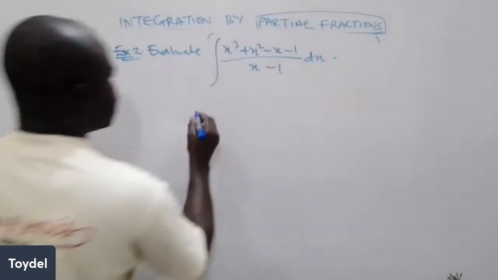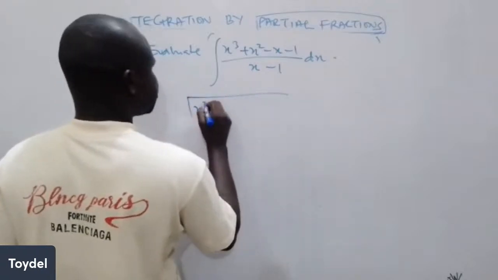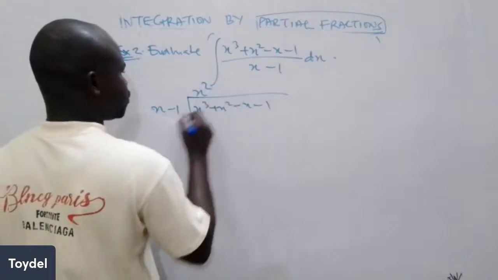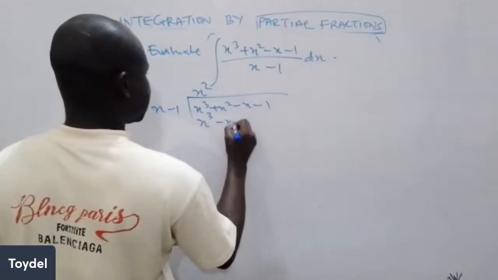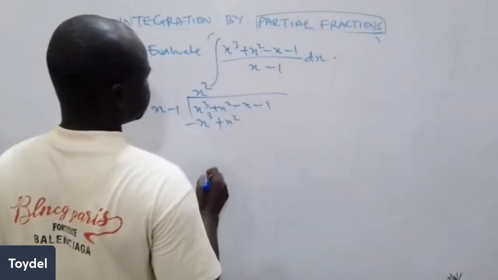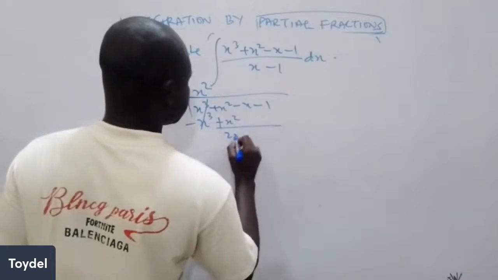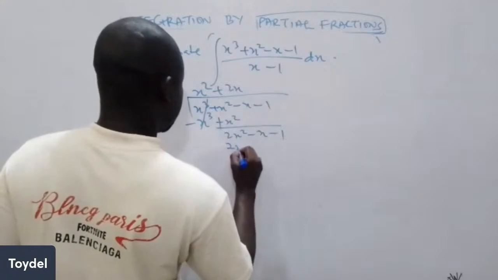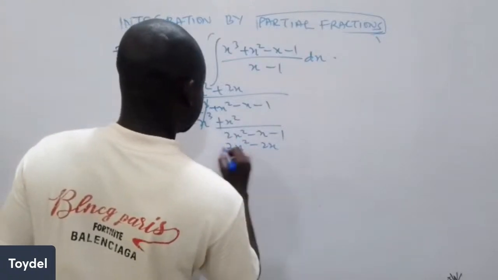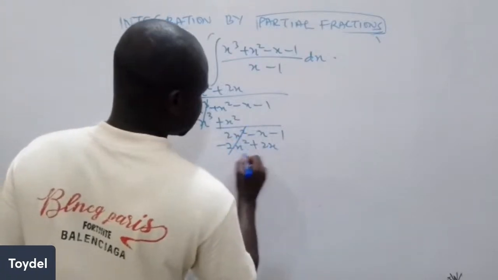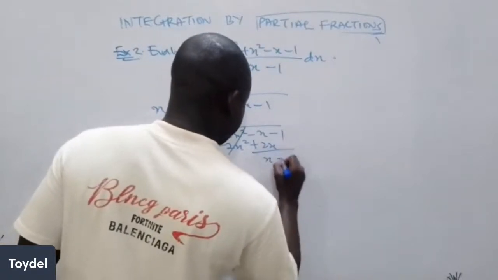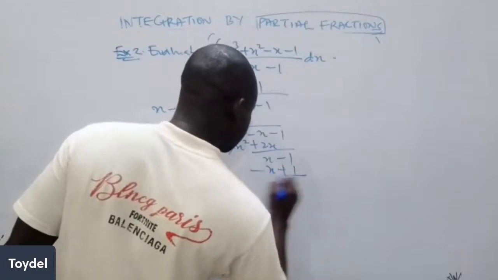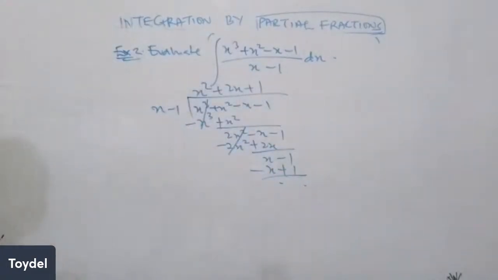Of course, what do we do here? Let me just say this is x cubed plus x squared minus x minus 1 divided by x minus 1. Of course, I will have x squared here. So I have x cubed minus x squared, and this will take care of this. At the end of the day, I'm going to have 2x squared minus x minus 1. So here I will have plus 2x, so I will have 2x squared minus 2x. When I introduce minus, this will cancel this. At the end of the day, I'm going to have x minus 1. Then if I have plus 1 here, I will have x minus 1. If I introduce minus, in this case now, it's very simple.